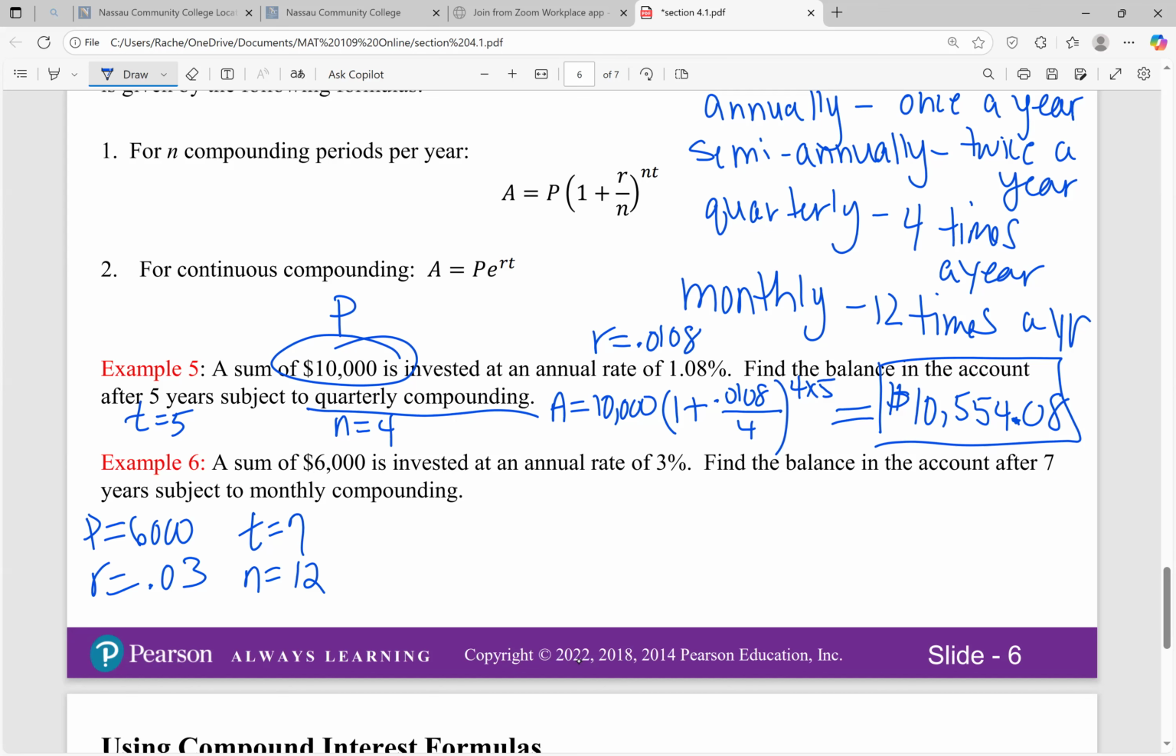So let's plug into our compound interest formula. A is going to be equal to 6,000 times 1 plus r, which is 0.03, over n, which is 12. And we're going to raise that to the n times t, and t is 7. So 12 times 7. And we're going to plug that into the calculator.